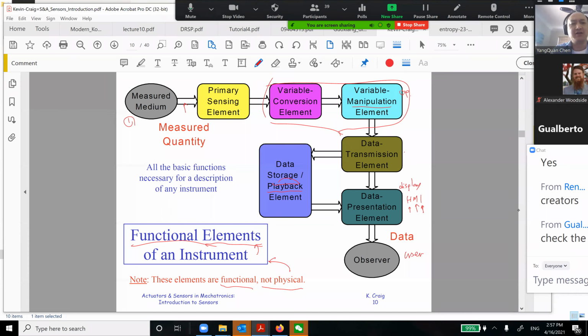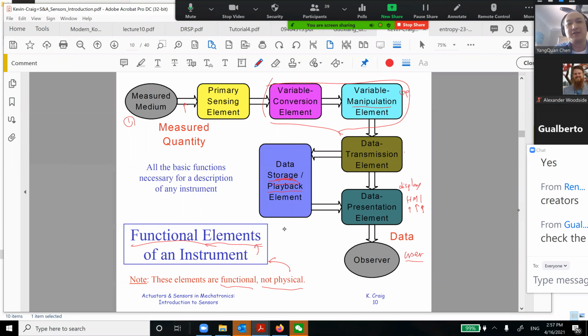As a user, imagine you are using a multimeter. There you should have a display, right? So that you as a user have a data representation element. Then it's possible you can save and store the results and play back.